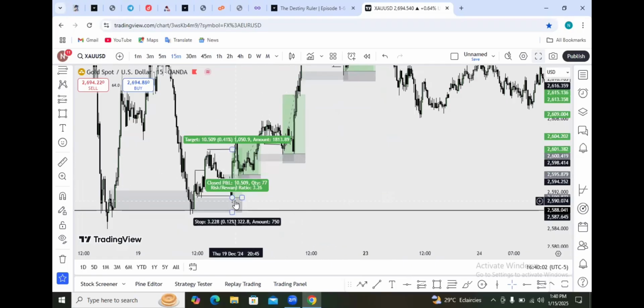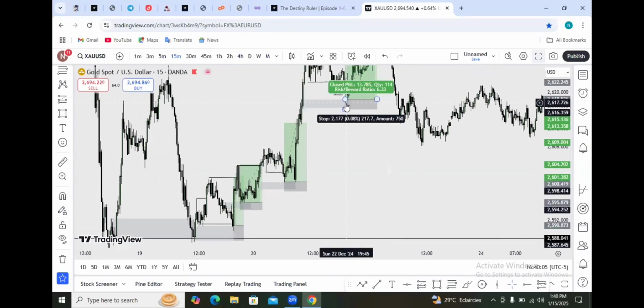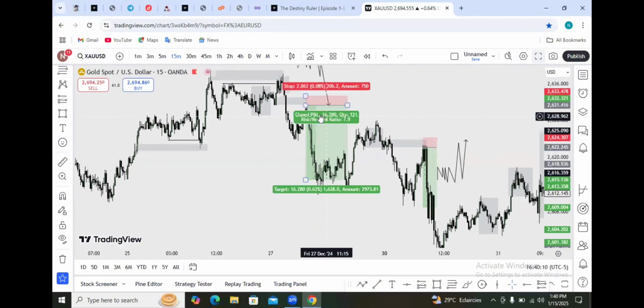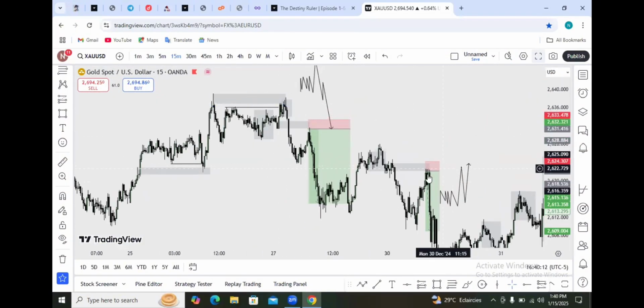It is a sniper entry if picked properly, otherwise it's not a sniper entry.